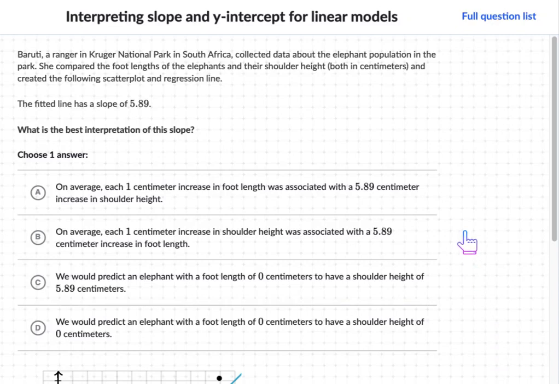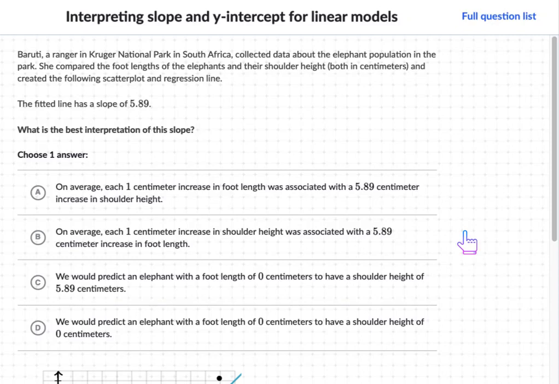This one says, Baruti, a ranger in Kruger National Park in South Africa, collected data about the elephant population in the park. She compared the foot lengths of the elephants and their shoulder heights, both in centimeters, and created the following scatter plot and regression line. So they're comparing foot lengths of the elephants and their shoulder height. They're trying to see if there's a relationship there.